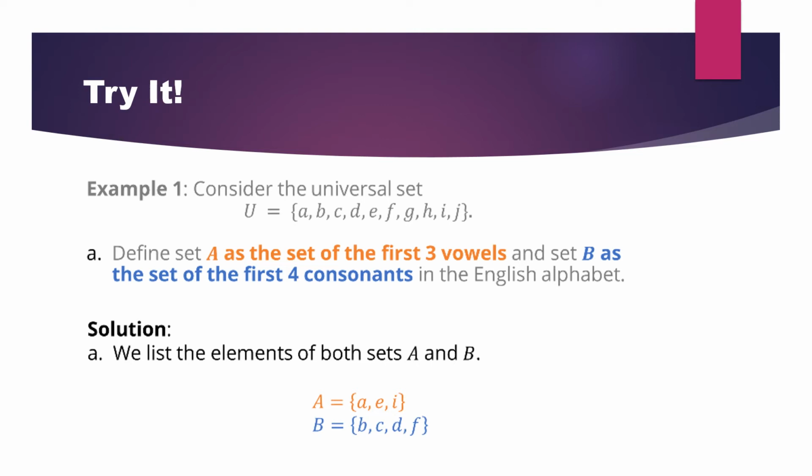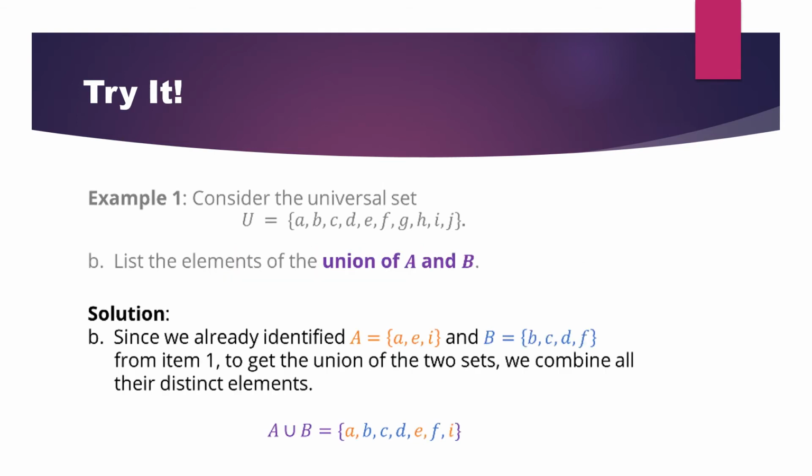Okay, that is the set A. How about B? The set B is the set of the first four consonants. So the consonants are B, C, D, and F.